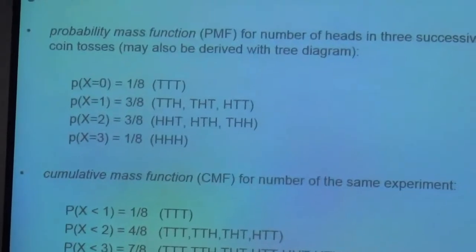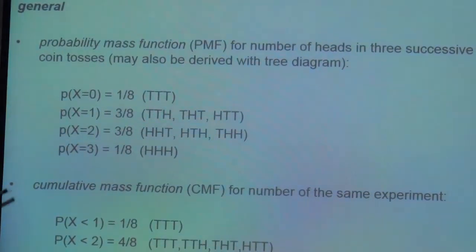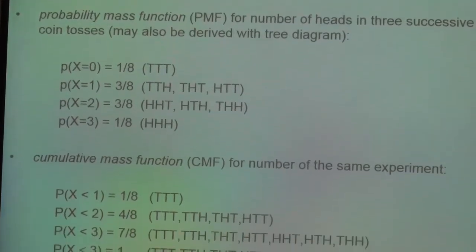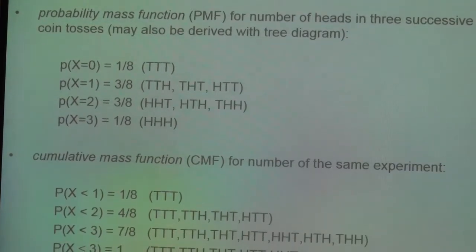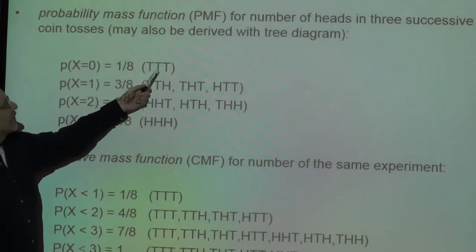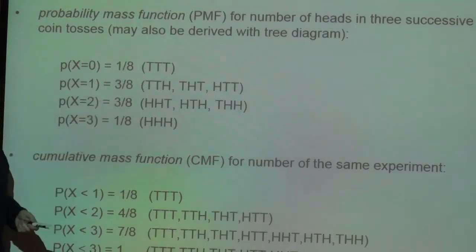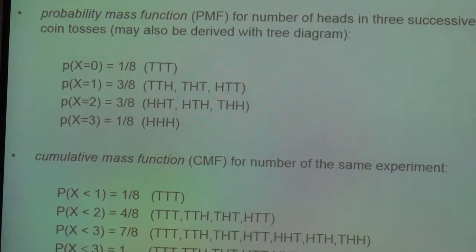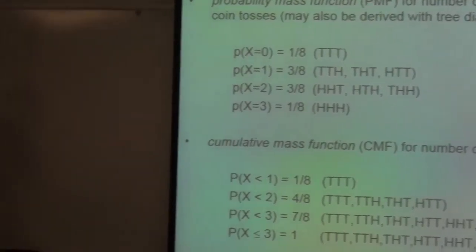This is 3 successive coin tosses. Okay, let's take a look at that. My random variable here happens to be the number of heads. So for 3 successive coin tosses, the probability of 0 heads, and that is tail, tail, tail, is 1/8. We can do that by enumeration because we know that there's 2 to the 3rd possible outcomes. 2 times 2 is 4 times 2 is 8.